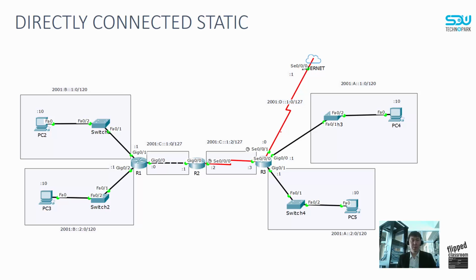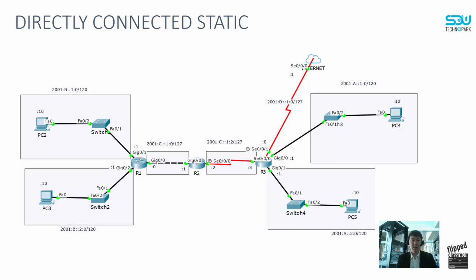It is familiar with configuration of IPv4 static routing, and we have the same topology, but only IPv6 addresses are included in this topology, and you cannot find here IPv4 addresses on top of this topology. First of all, we will make directly connected static routing configuration. Before making configuration, I will show you what is the logic of the directly connected static routing.